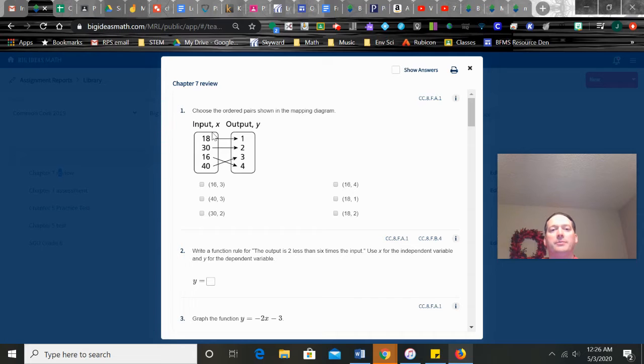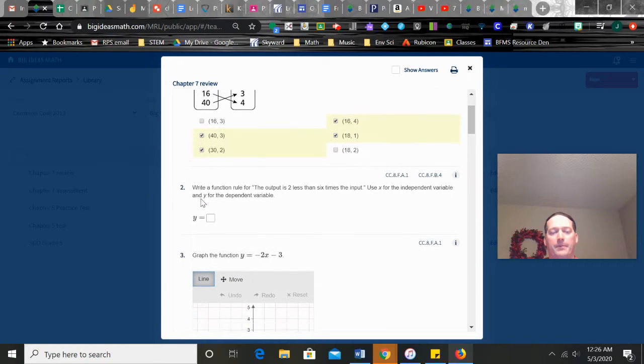So the first question, choose the ordered pair shown in the mapping diagram. So if you remember, the x or the input is the x coordinate, the output is the y coordinate. So we have 18 to 1, which means that's point 18 comma 1, 30 to 2, okay, 16, 4, and 40 comma 3. Those are all the points that are there.